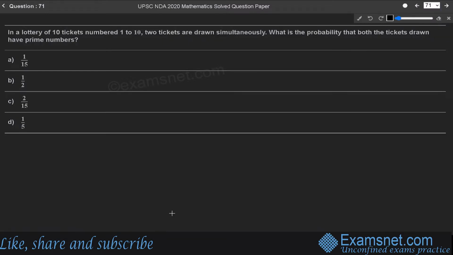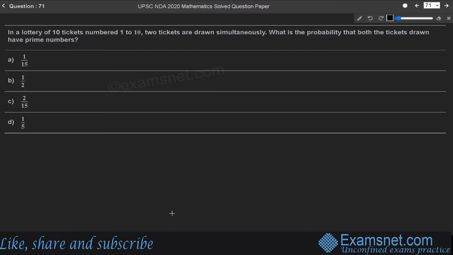Next question is, in a lottery of 10 tickets numbered from 1 to 10, 2 tickets are drawn simultaneously. What is the probability that both the tickets drawn have prime numbers? Again, it is a question from probability. It is a very simple question. We have to find the probability that both the tickets have prime numbers. So can you tell me what are the prime numbers that come between 1 to 10?